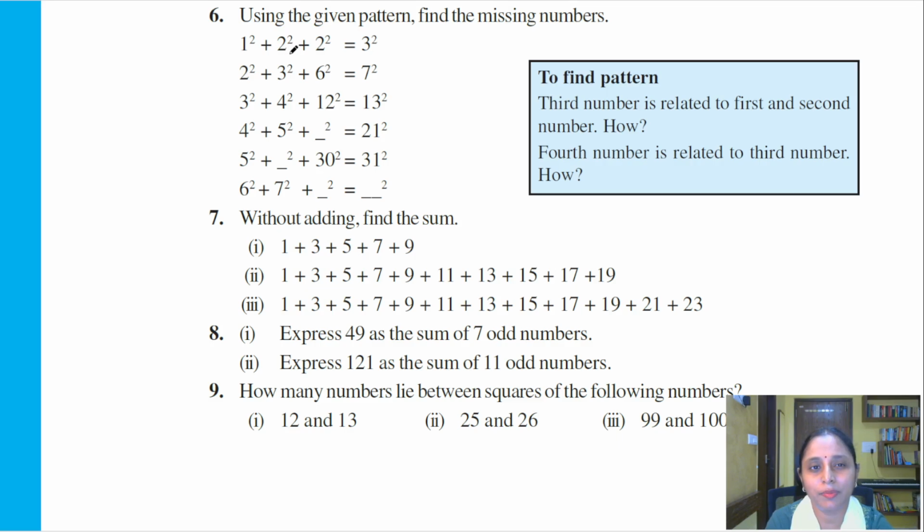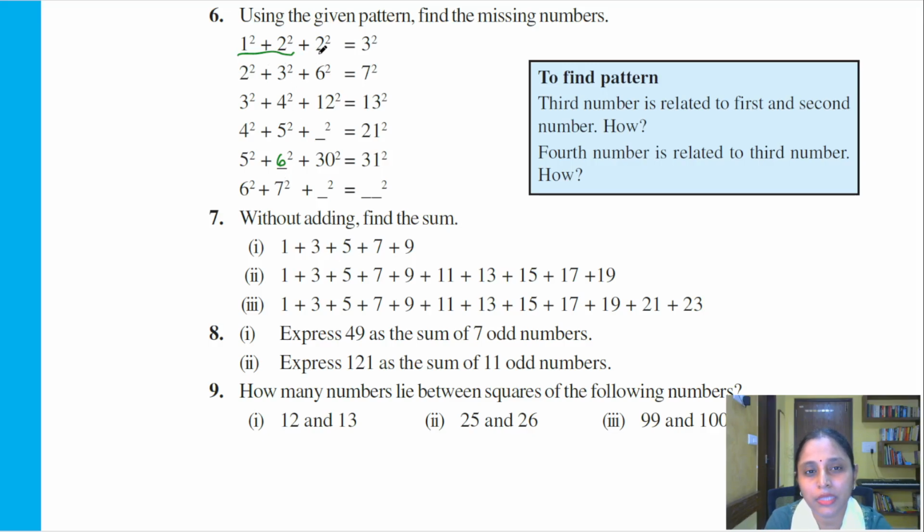You see that 1 square plus 2 square plus 2 square is 3 square. 2 square plus 3 square plus 6 square is 7 square. 3 square plus 4 square plus 12 square is 13 square, so on. Now you can see that the first two terms here, the bases, are consecutive numbers: 1, 2; 2, 3; 3, 4; 4, 5, so on. So clearly this is going to be 6. Okay, so that is the first observation.